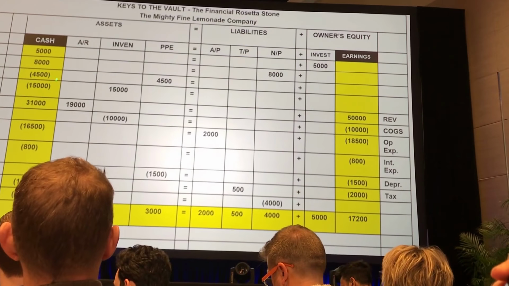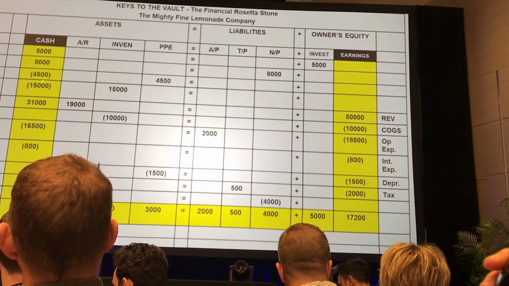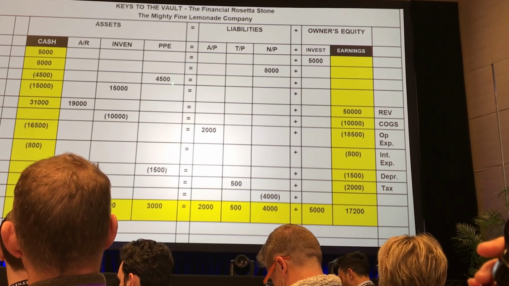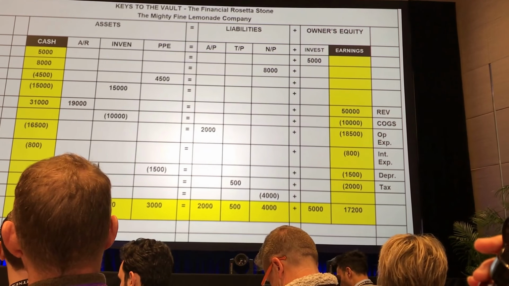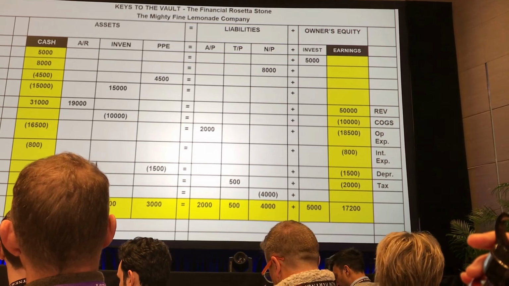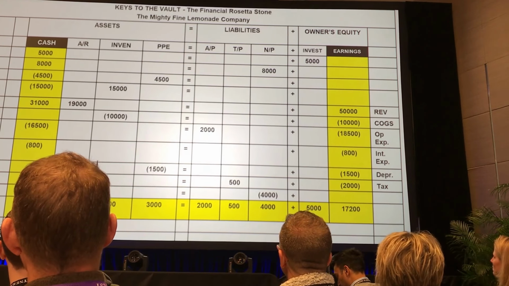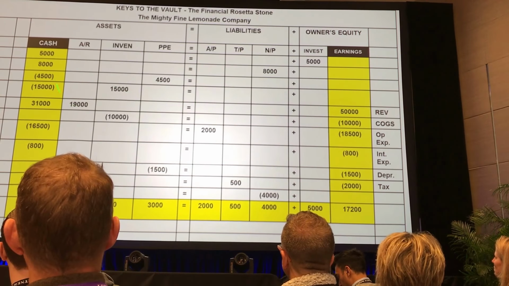Look at line number 3. Used 4,500 of our cash. Cash went down. Where'd it go? Oh, we bought some property, plant, and equipment because it went up by 4,500. So it looks to me like we used 4,500 of our cash to go buy 4,500 of property, plant, and equipment.